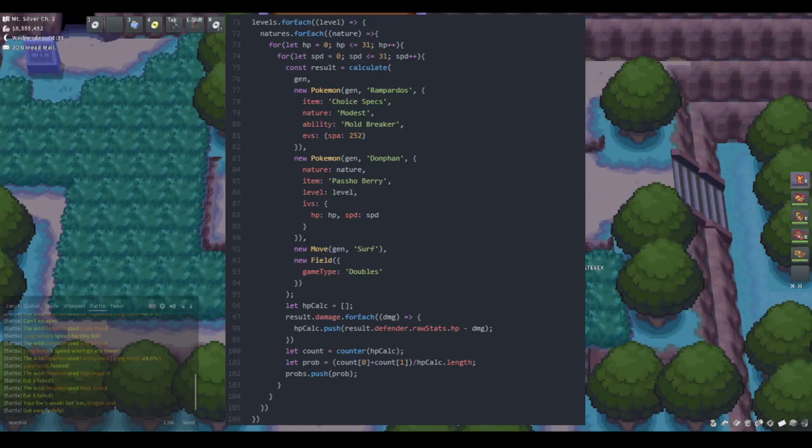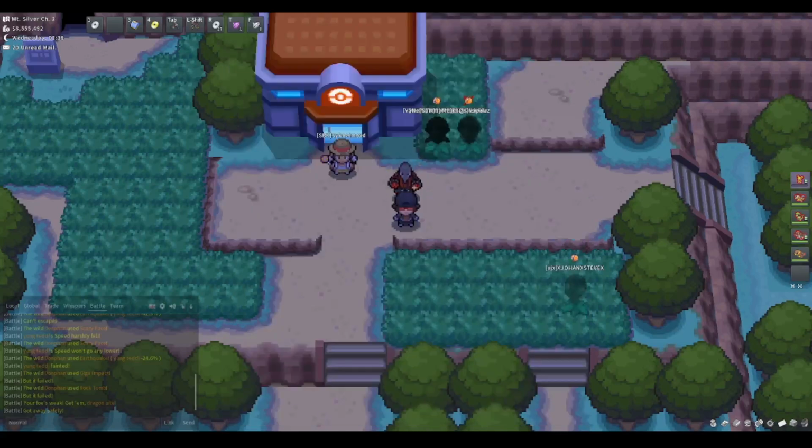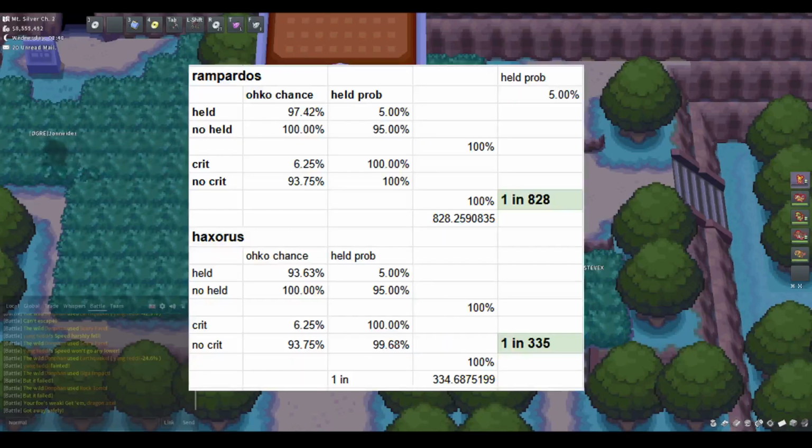We don't know exactly what the held rate is for that, but after testing over 1,000 Donphans with the help of my teammate Matias, I have a 95% confidence interval that the held rate is somewhere between 3.1% and 5.3%. So let's just assume for ease of math that that is 5%. Then it comes out to be a 97.4% chance for Rampardos to faint a Donphan if it is holding a Passho Berry, and a 93.6% chance for Haxorus.